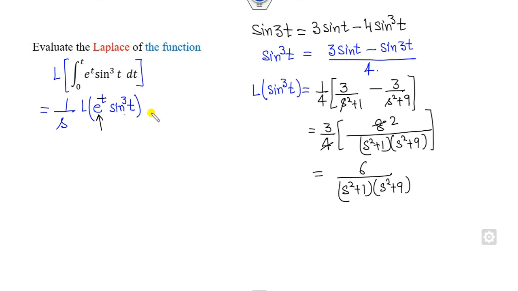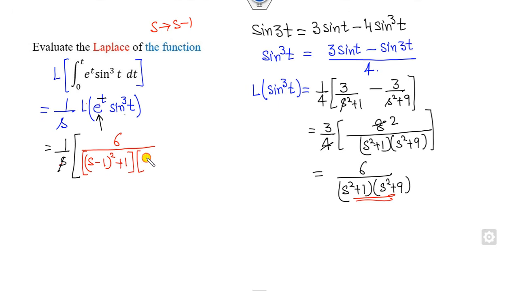So how can you solve this? By using the first shifting theorem. I have to replace s with s minus 1 only in this term, not outside this Laplace quantity. So this is s minus 1 square plus 1 and s minus 1 square plus 9, which is the right answer of this problem.